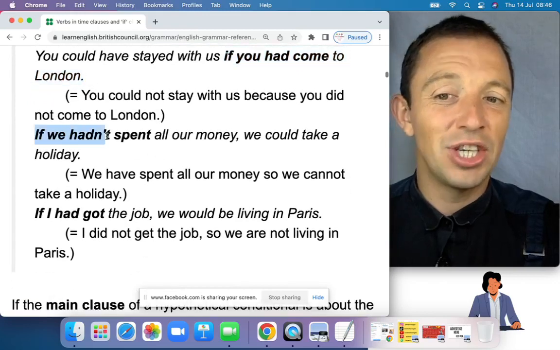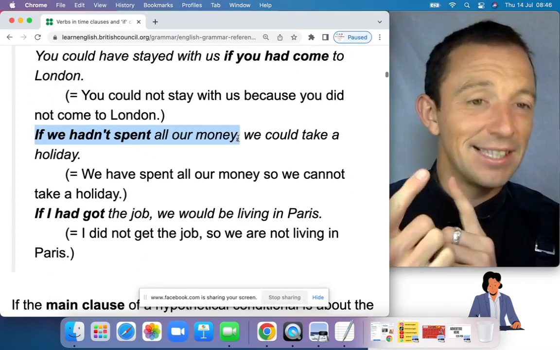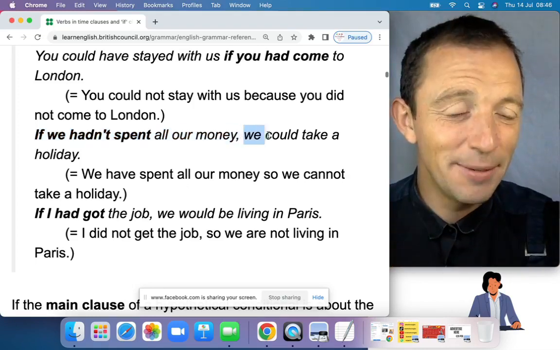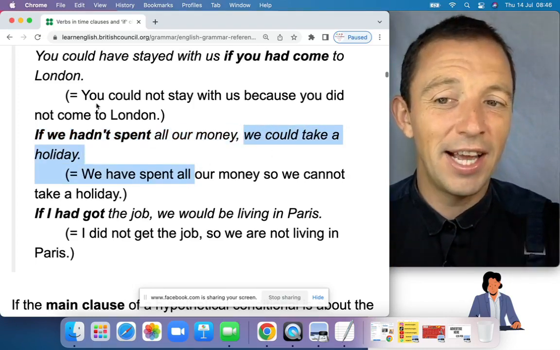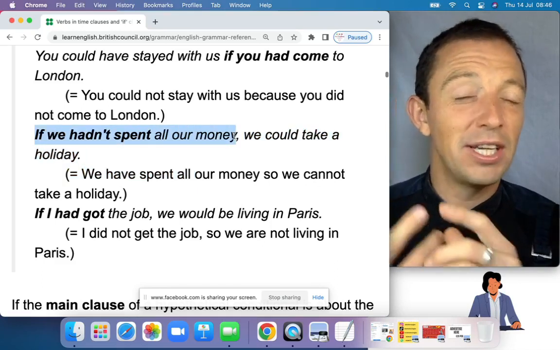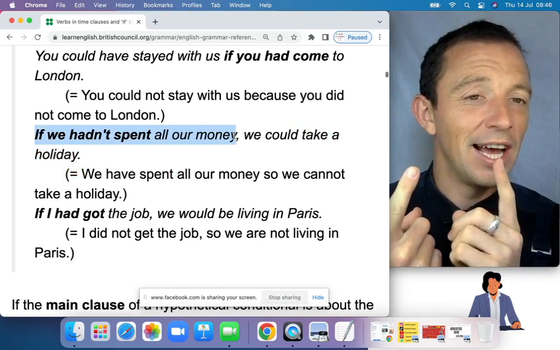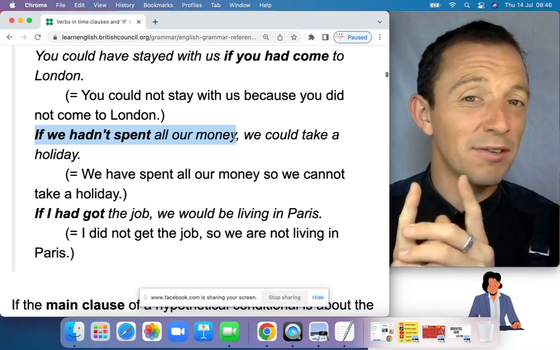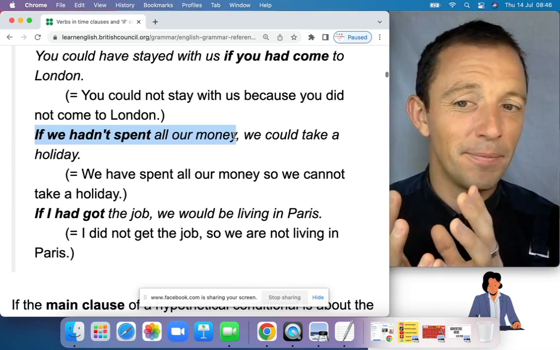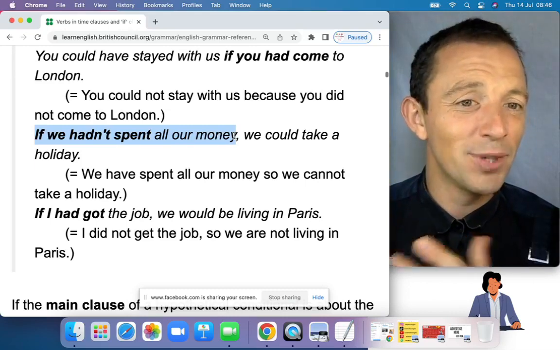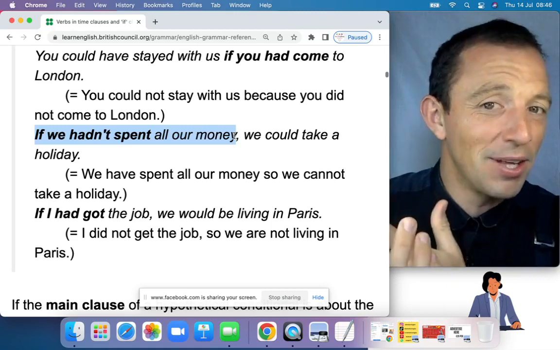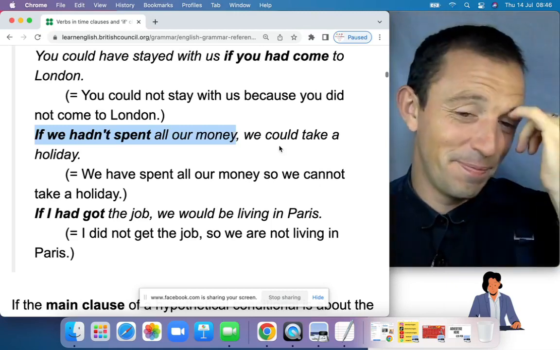Okay, again, the conditional clause. If we hadn't spent all our money, we could take a holiday. Hypothetically, in theory, we could take a holiday if we hadn't spent all our money. So this is the if clause, and the verbal tense is the past perfect. So we are expressing the past for something that did not happen because we did spend all our money. So we have no more money. But hypothetically, if we hadn't spent all our money, we could take a holiday.